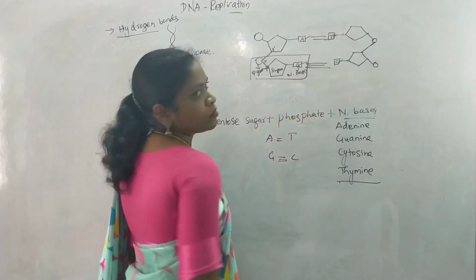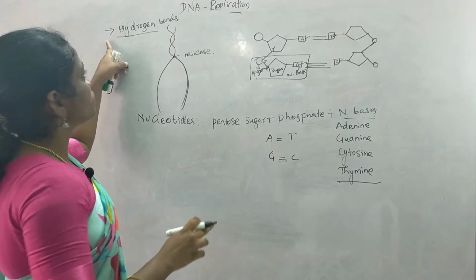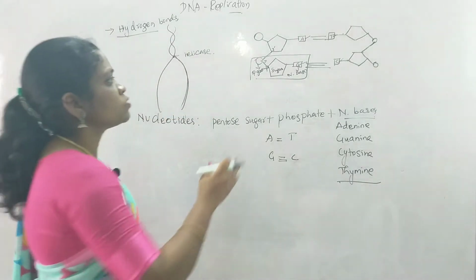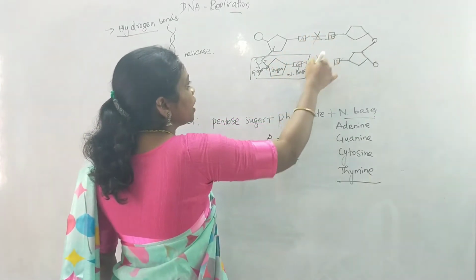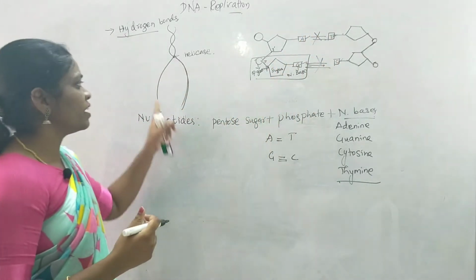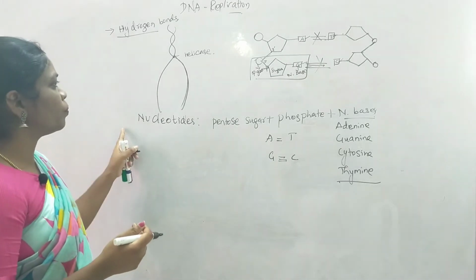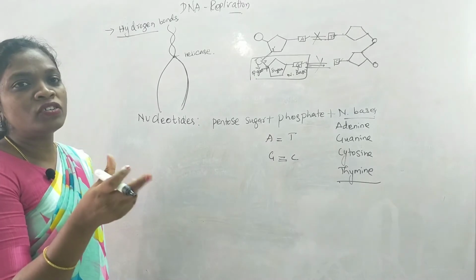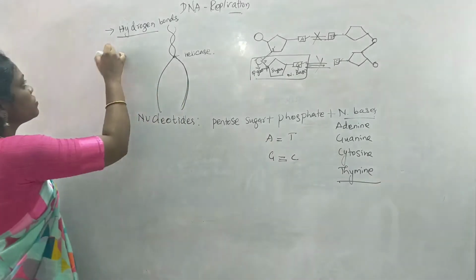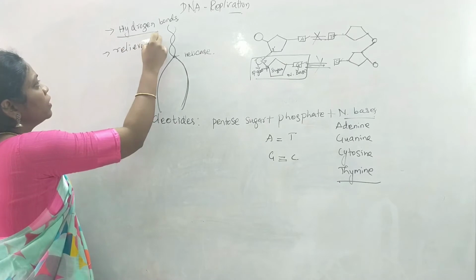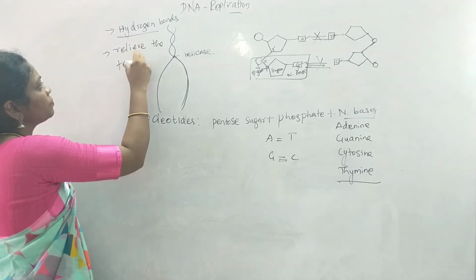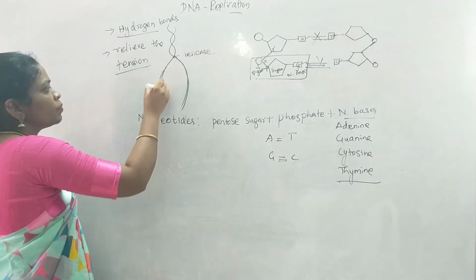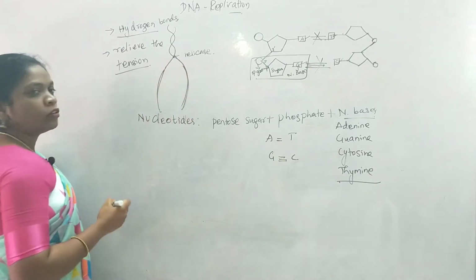As I have told you, it may be guanine, adenine, thymine or cytosine. So topoisomerase has to break the hydrogen bond between the nucleotide base pair, so that the DNA strands can be separated easily. So the function of topoisomerase is to break the hydrogen bond. The other function is to relieve the tension between the two strands. That is the function of topoisomerase.